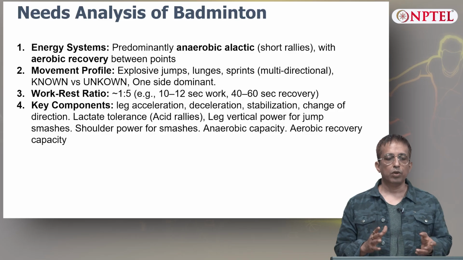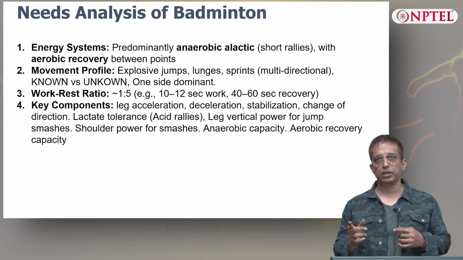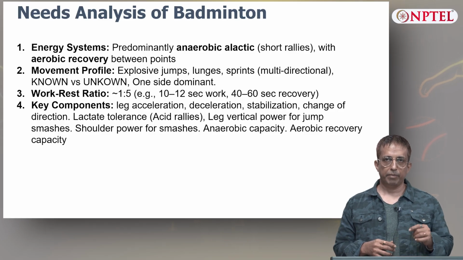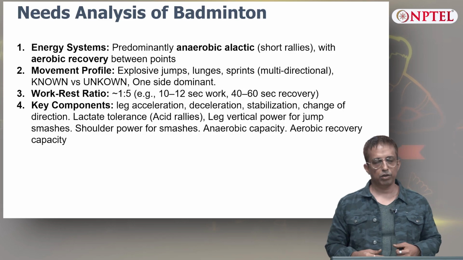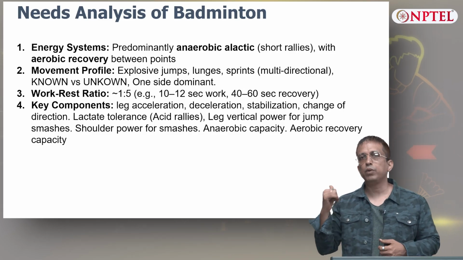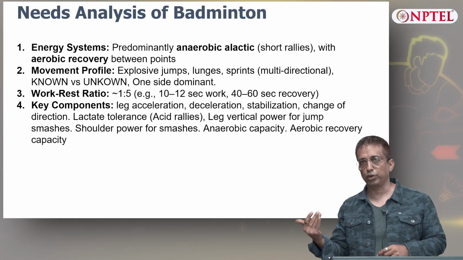Now, known versus unknown. So what is known versus unknown? It is basically movement patterns which are known versus unknown. So in a sport like badminton, the movements are unknown, meaning if I'm playing against an opponent, I don't know where the shuttle will come next. And this also happens in tennis. You don't know where the ball is going to come next.